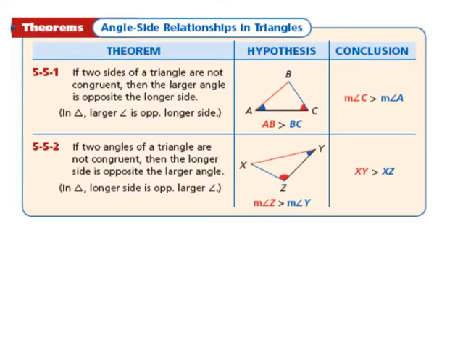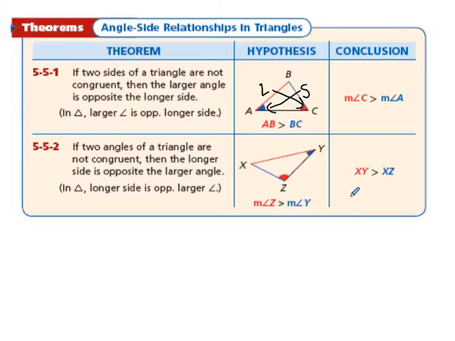The angle-side relationship says if two sides of a triangle are not congruent, then the larger angle is opposite the longer side. So if you look at this picture, my hypothesis is that AB, my side here, is bigger than BC. So because of that, I know that angle A is smaller than angle C.